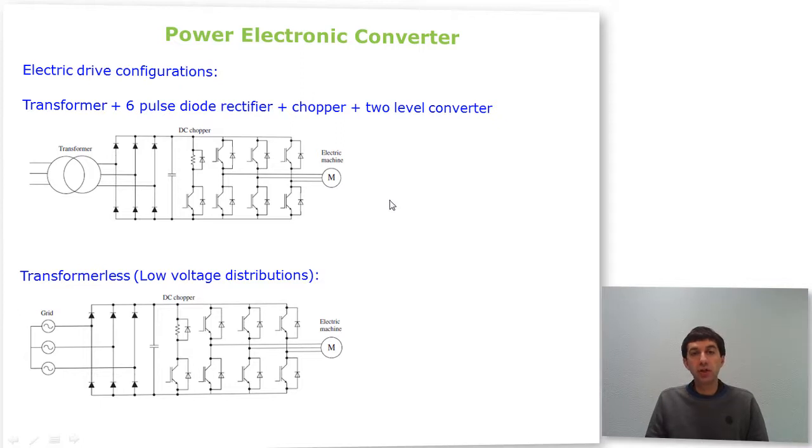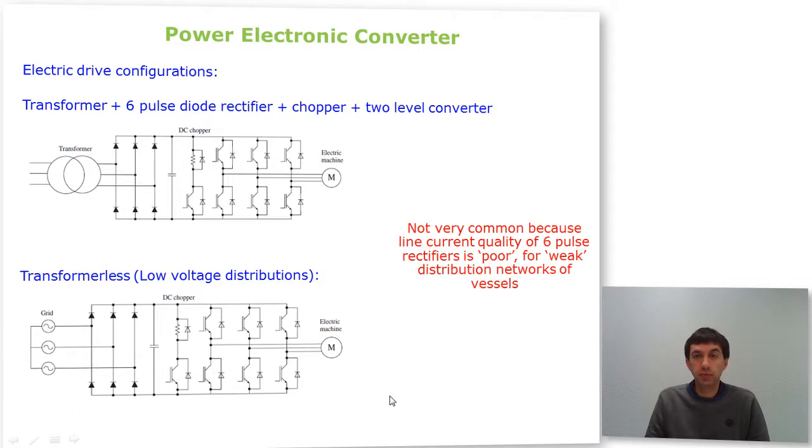And a very similar configuration could be this one that tries to avoid the transformer. So here, from the electrical bus of the distribution network of the ship, we directly supply the 6-pulse rectifier, and this is typically suitable at low voltage distribution in ships or vessels where the power is not very big. And then the remaining part is equivalent to the previous configuration. However, these two configurations are not very common because the line current quality of these 6-pulse diode rectifiers is not very good. We could say that it is a little bit poor for the weak distribution networks of the vessels.